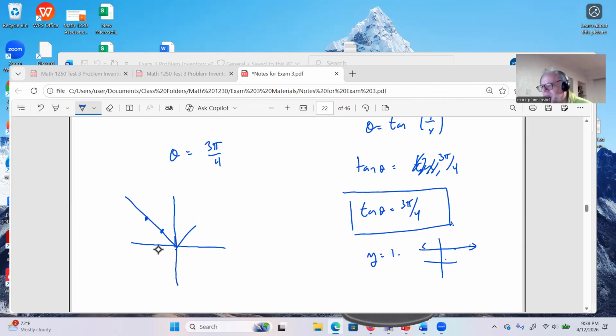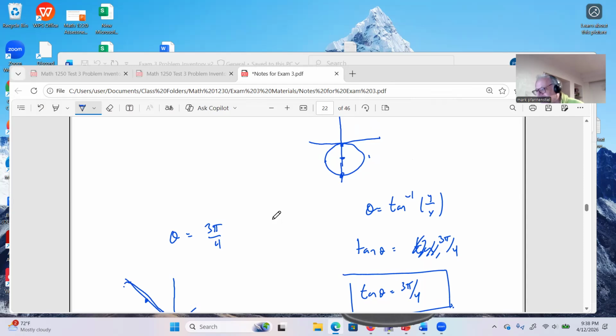R is equal to 2, theta is still equal to 3 pi over 4. R is equal to negative 1, which doesn't really happen, but theta is still equal to 3 pi over 4. We should end up with this line here, okay? So let's see if we can make that happen.